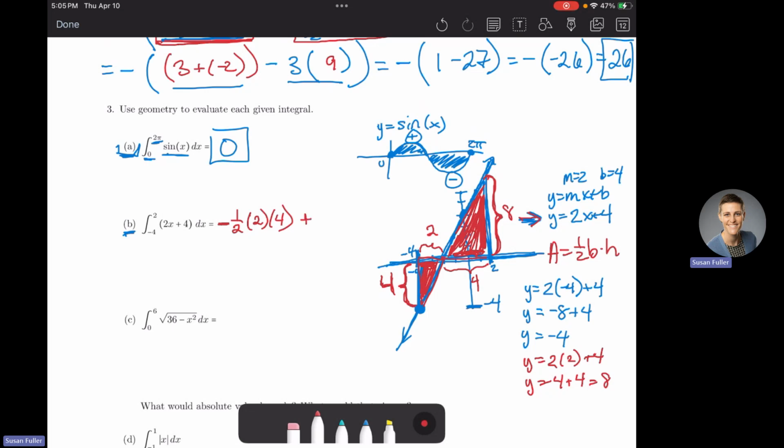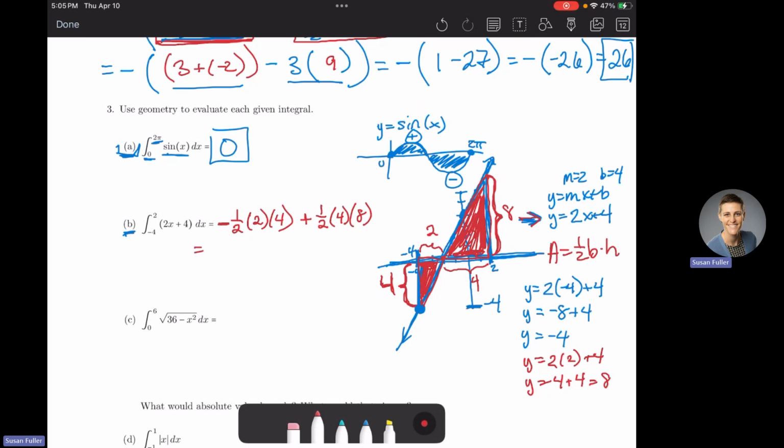And then plus the area of this triangle over here. This is all positive area, so it's going to be plus a positive 1/2 our base, which is 4, times our height, which is 8. And now we just have to do the calculations.